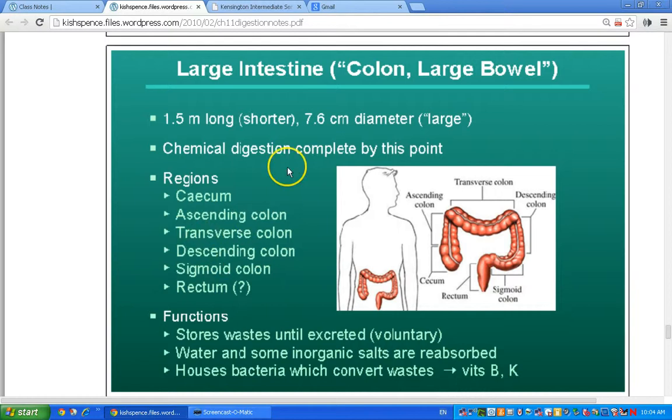Okay, so the large intestine, we said, is also known as the colon or the large bowel. It is shorter, but it's wider. The diameter is wider.